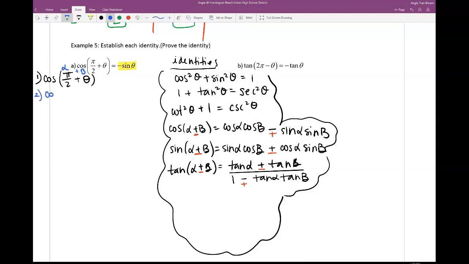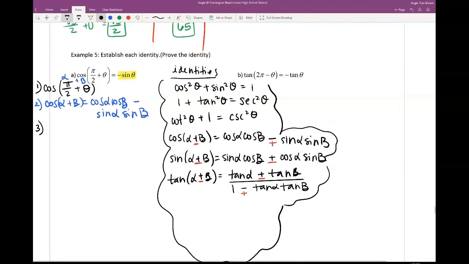So that's really cosine of alpha plus beta, which is by identity cosine of alpha, cosine of beta, minus sine of alpha and sine of beta, because that's the identity that I'm about to use. Then step 3, instead of alpha and beta, I really have pi over 2 and theta.